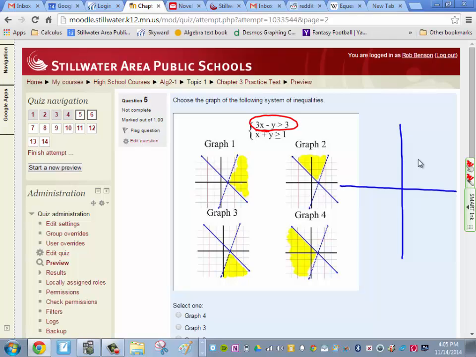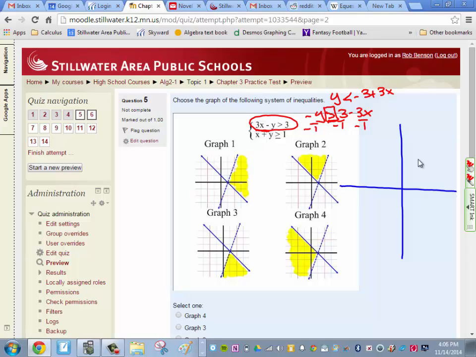So now let's graph this one right here. Before I can graph it, I got to solve for the y. So I'm going to subtract 3x on both sides. So I have negative y is greater than 3 minus 3x. I'm going to divide everything by negative 1. And then I got y is less than. Check it out. The sign changed because I divided by a negative. Y is less than negative 3 plus 3x.